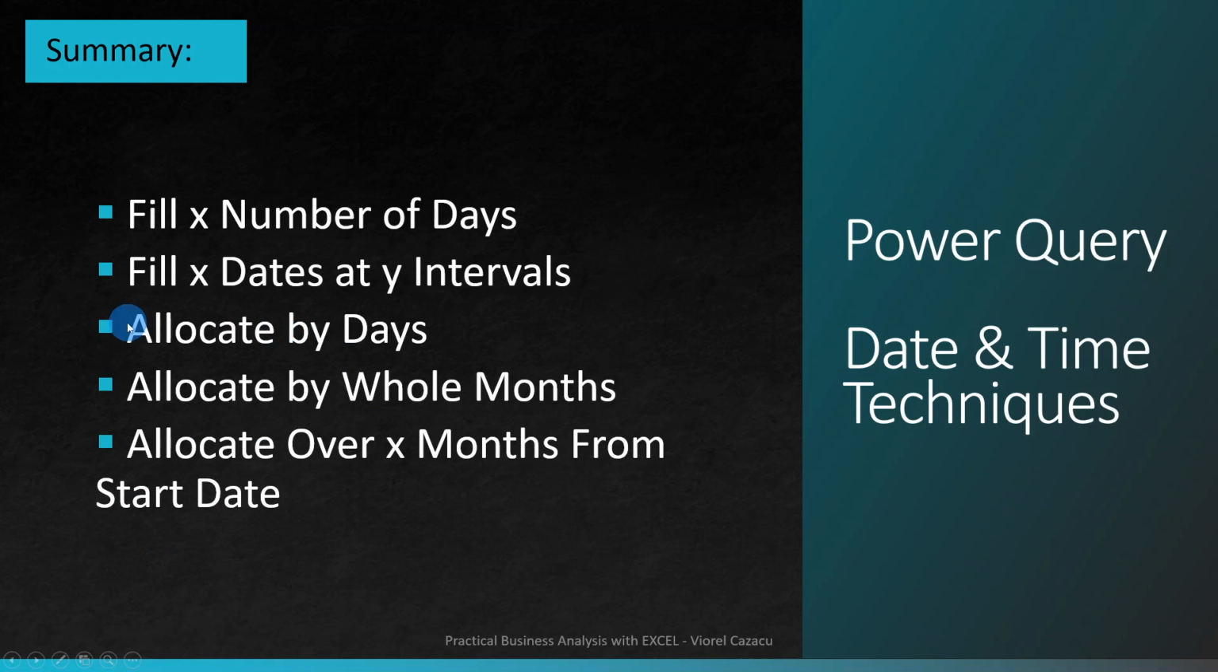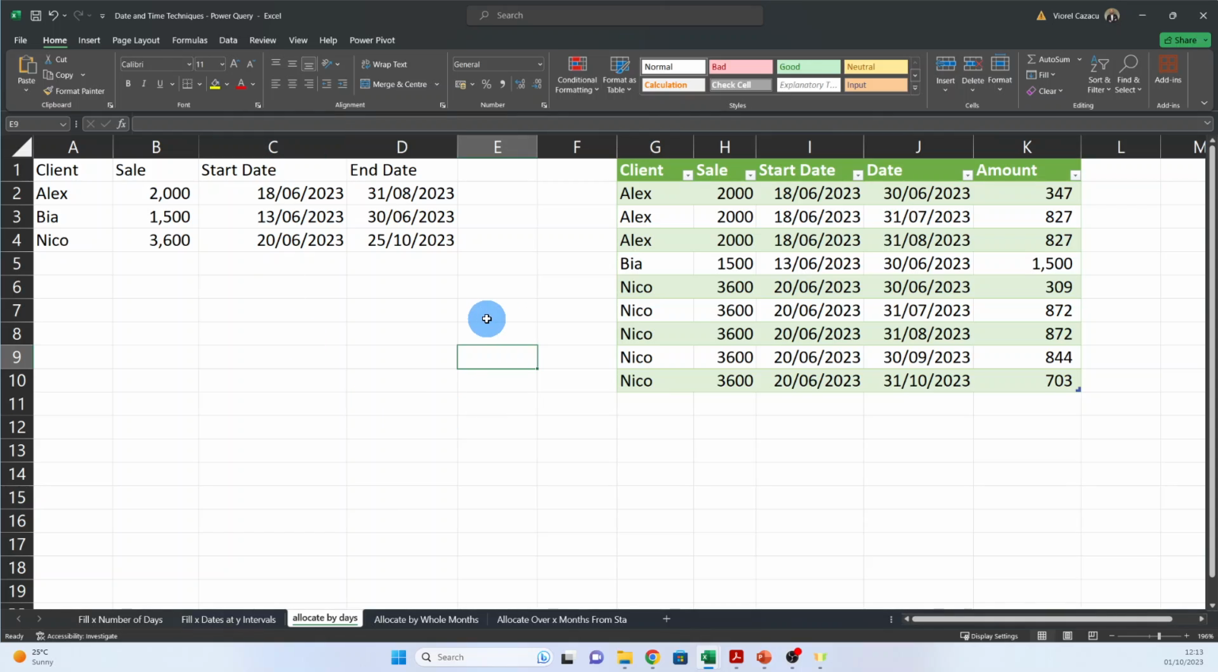The next 3 techniques will be to allocate, for example, revenues by days or by months. This is useful when making a budget and you want to allocate an amount on different time intervals. The first technique will be to allocate on the number of days of each month of the interval.